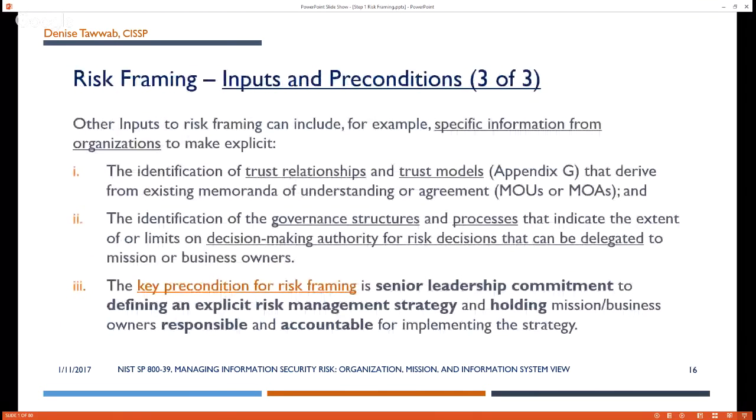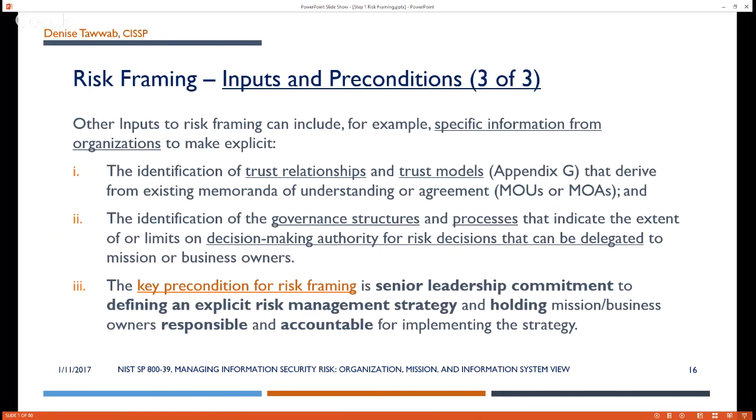Other inputs to the risk framing step can include specific information from your business to make explicit the identification of the trust relationships and the trust models that derive from existing MOUs or contracts that you may have with third-party vendors or within your organization, and the identification of governance structures and processes that indicate the extent of or limits on decision-making authority for risk decisions that can be delegated to the business owners or the line of business managers.